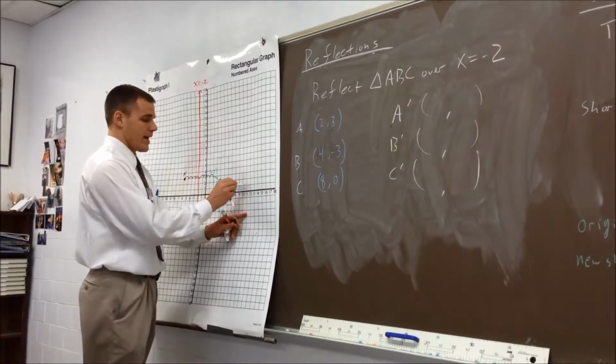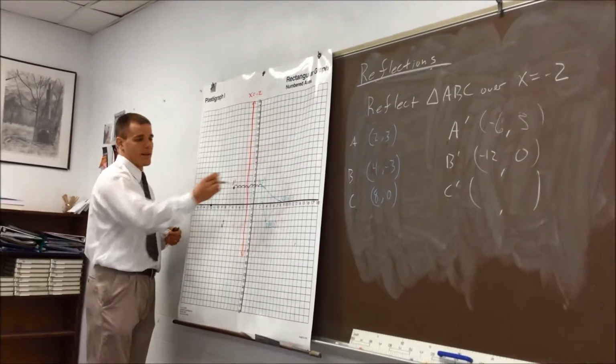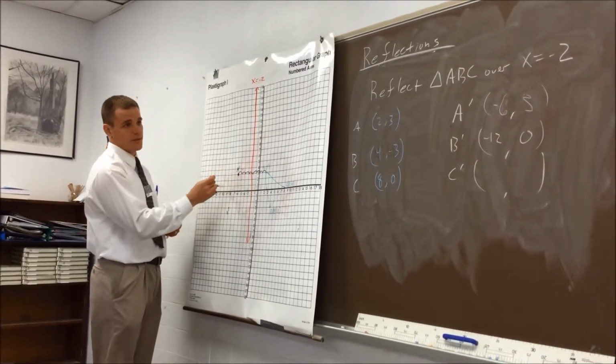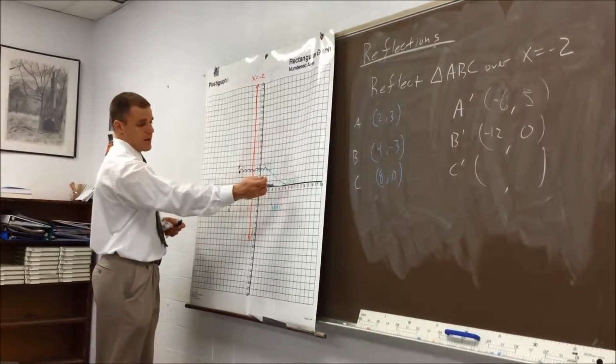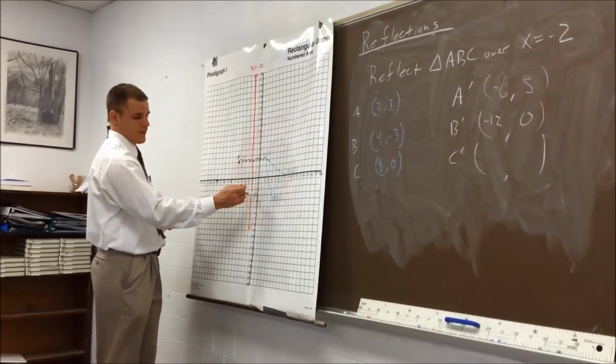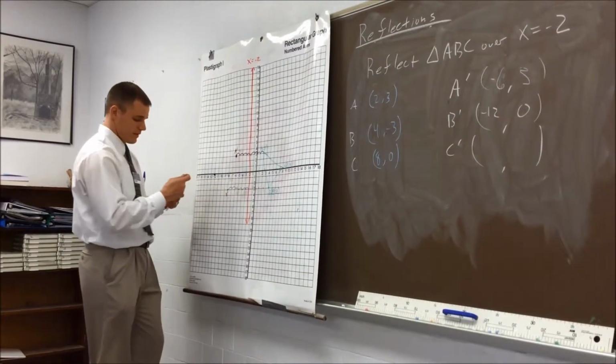Reflect C and D as well. 30 seconds. Go. All right, so it's all about counting. 1, 2, 3, 4. A is -6, 3. B here is going to be 1, 2, 3, 4, 5, 6.